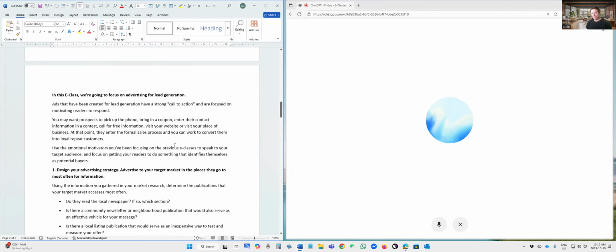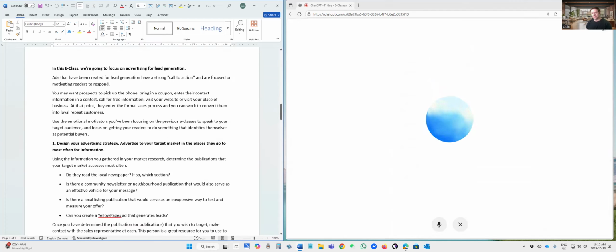Ads that have been created for lead generation have a strong call to action and are focused on motivating readers to respond. You may want prospects to pick up the phone, bring in a coupon, enter their contact information in a contest, call for free information, visit your website, and visit your place of business. At that point, they enter the formal sales process, and you can work to convert them into loyal repeat customers.